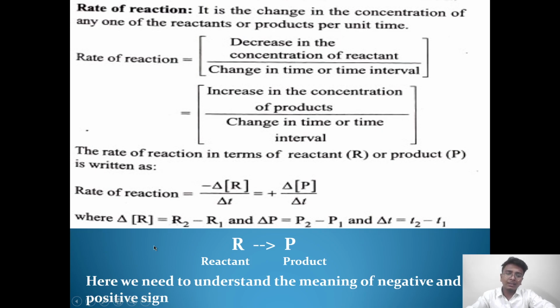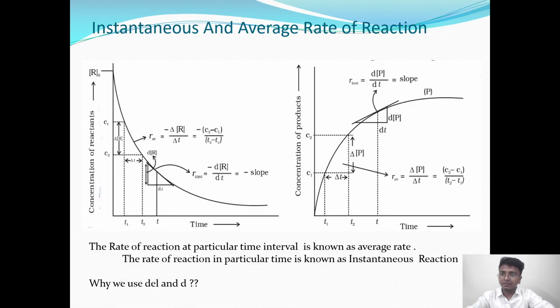Here we need to understand why we take the sign negative and positive. The negative sign shows that there is a decrease in the concentration of the reactant with the passage of time, and there is an increase in concentration of the product as time passes. Then we are going to look at the instantaneous and the average rate of the reaction.